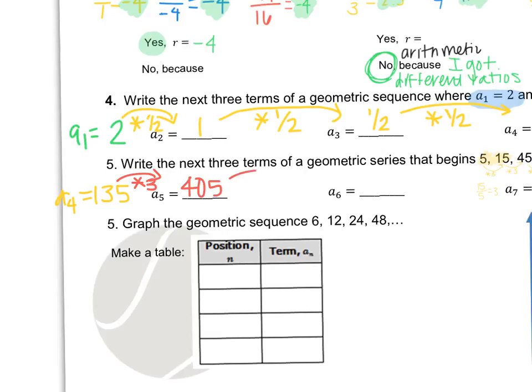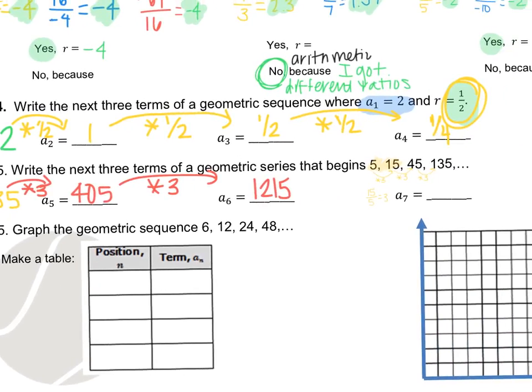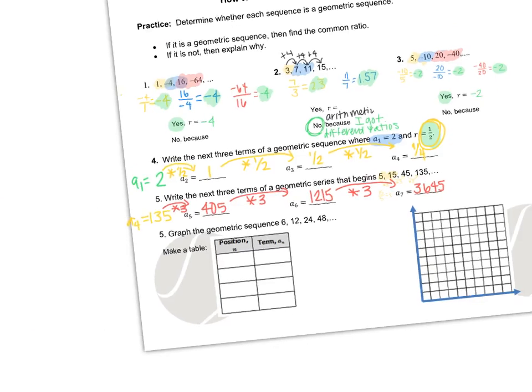Okay, I'm going to do that again. I'm going to do 405 times 3 because I'm just repeating that over and over again. What's 405 times 3? Okay, 1215. And I've got to do it one more time. So again, multiplying by 3. Use your calculators. 1,215 times 3. What is that? Good, 3645. All right, we are done with the front, so I want you to turn over to the back.